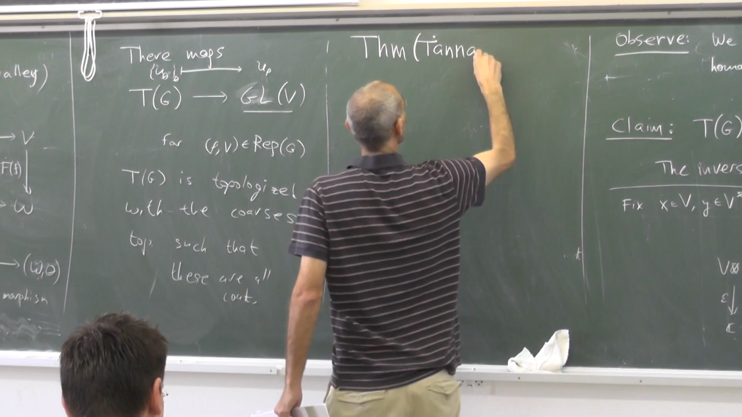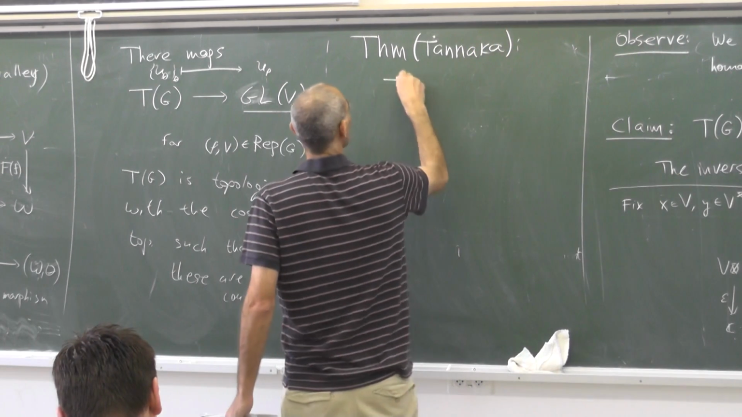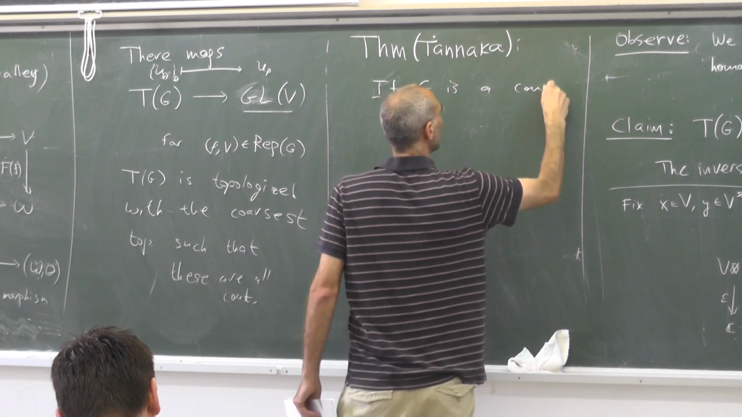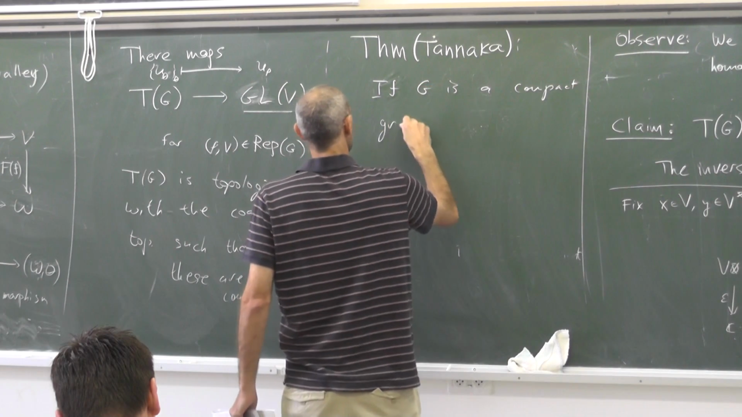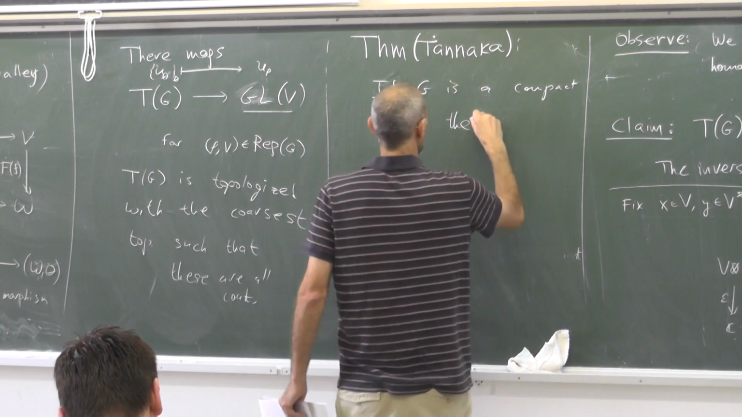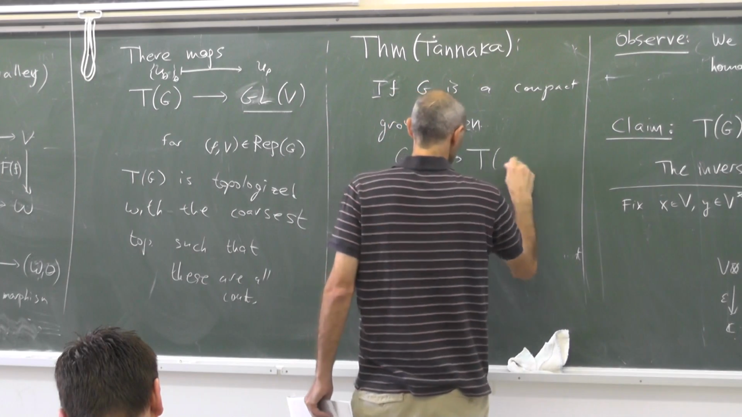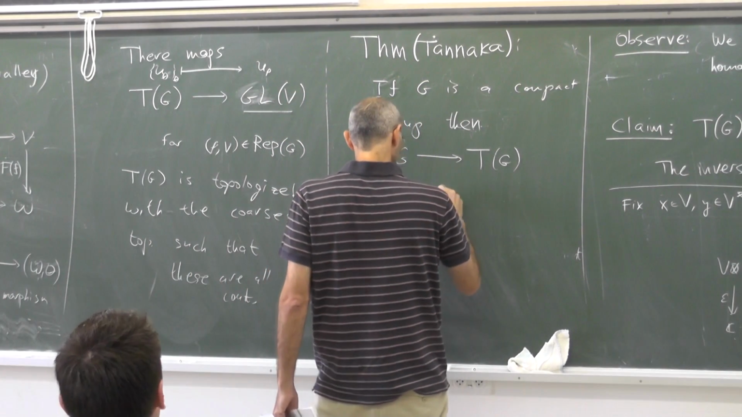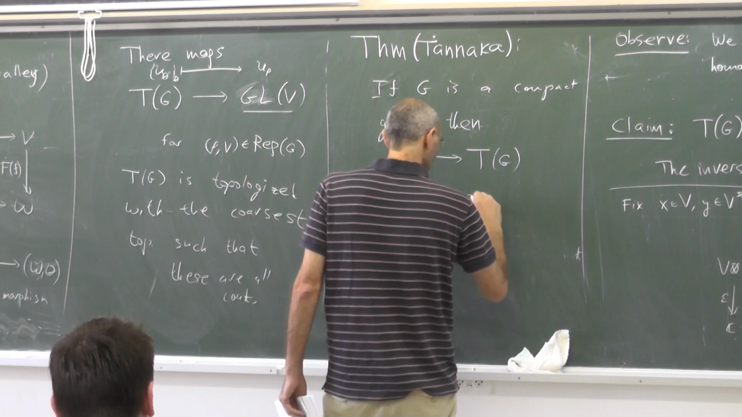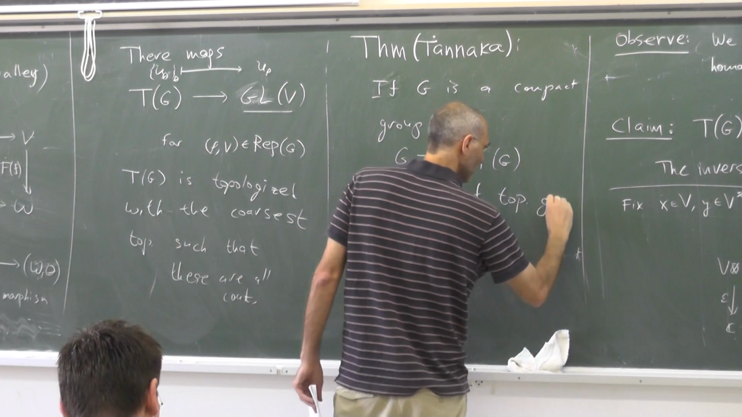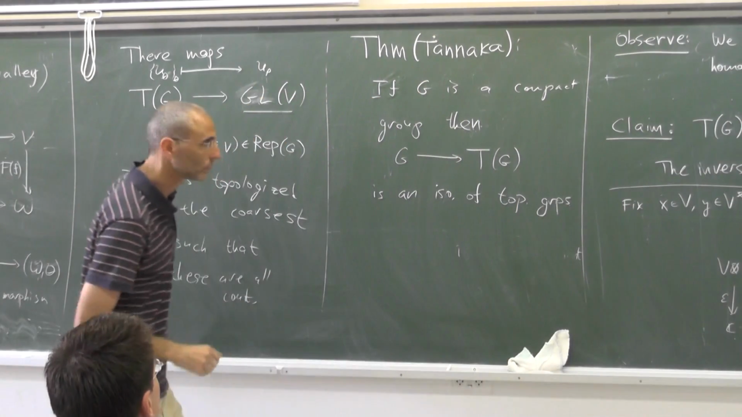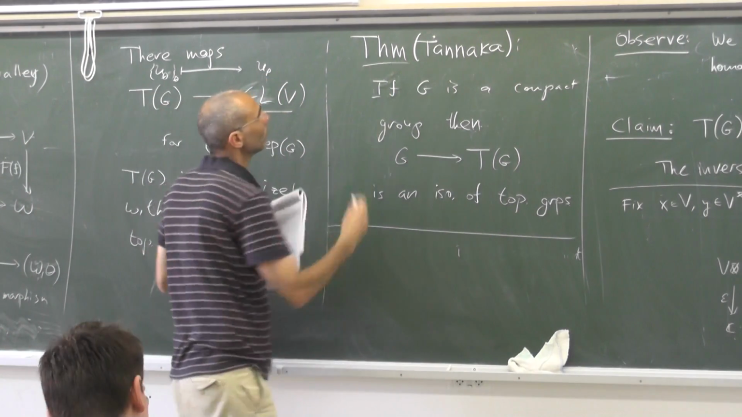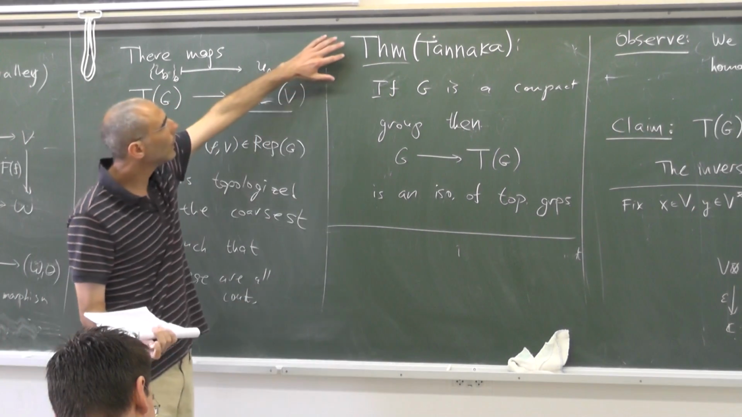Tannaka proved that if G is compact, this map we described is an isomorphism of topological groups. And later on, Krein came and proved a very similar theorem, a bit more abstract.